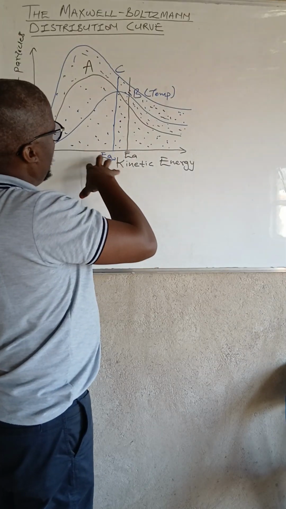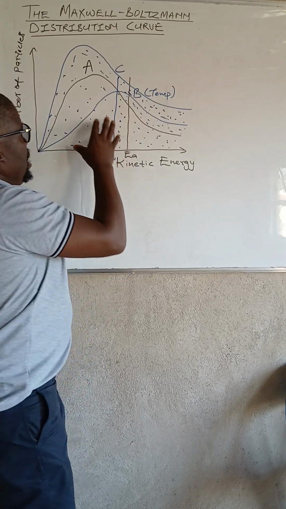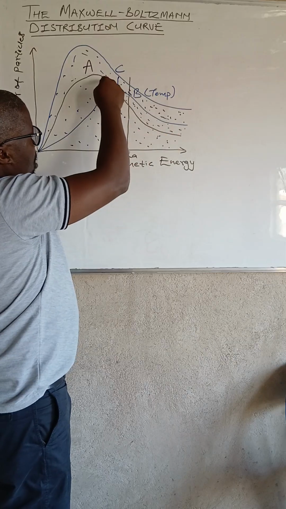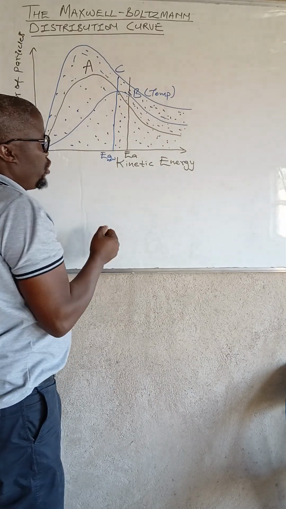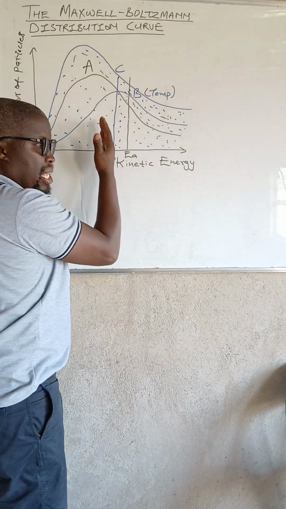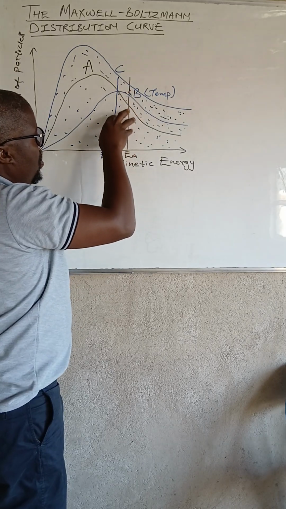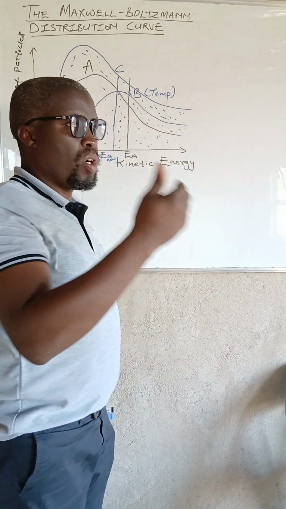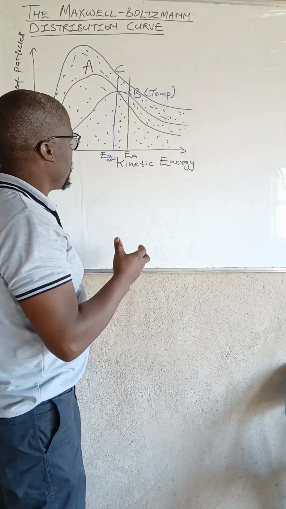If you add a catalyst to a system, nothing is going to change as far as the shape of the curve is concerned. Only the activation energy will shift to the left. As it shifts to the left, it will make room for more particles to move to that region, the region with particles that have enough kinetic energy to lead to effective collisions.